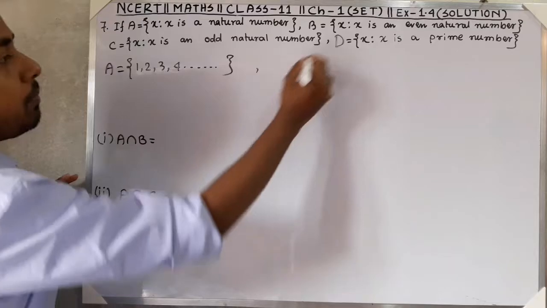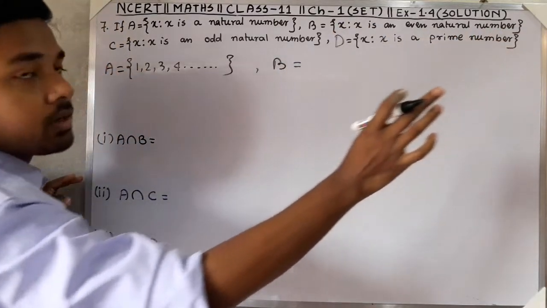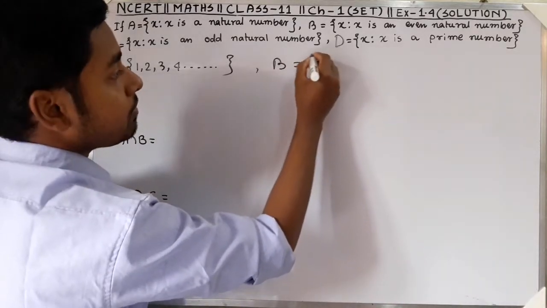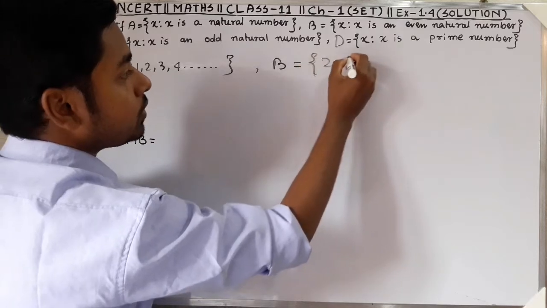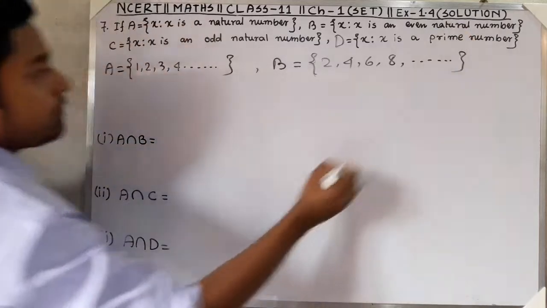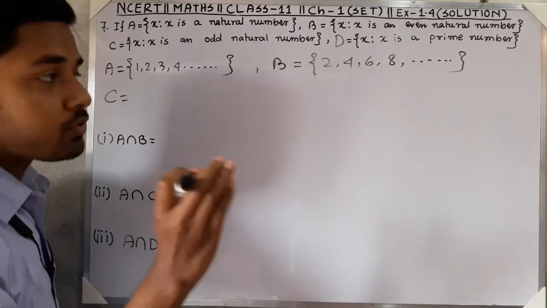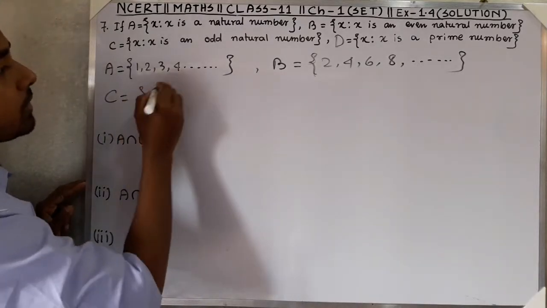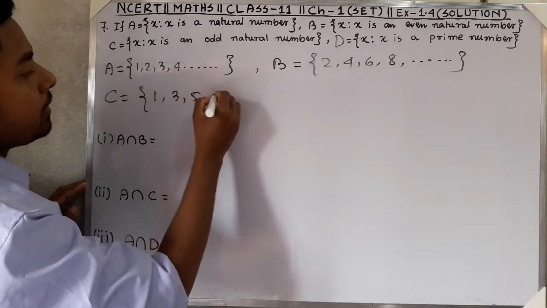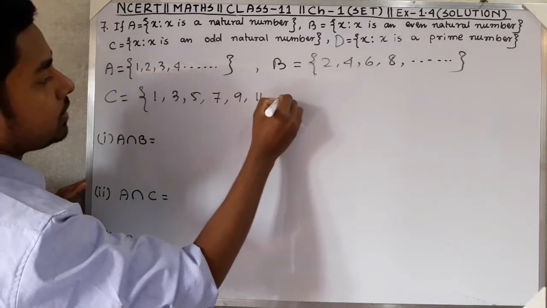Then B is equal to the set of x such that x is an even natural number only. So what are the even natural numbers? 2, 4, 6, 8 and so on. These are the even natural numbers. And C is equal to the set of x such that x is an odd natural number. That means 1, 3, 5, 7, 9, 11 and so on.